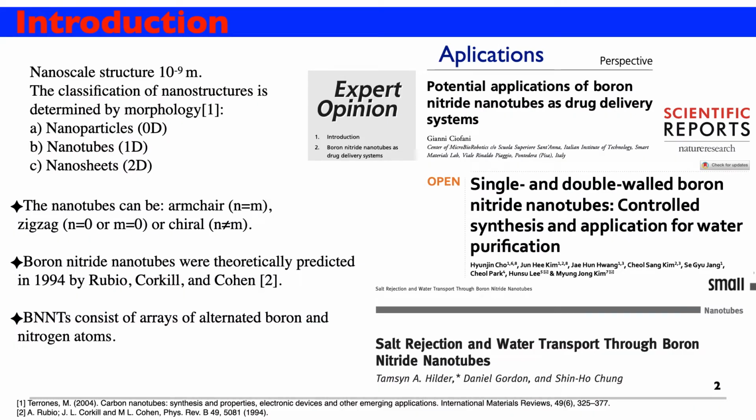So first, we know that nanometric structures are on the order of 10 to the minus 9 meters, and these nanostructures can be classified depending on their morphology: nanoparticles, whose dimension is zero, nanotubes, whose dimension is one, and nanosheets, whose dimension is two. In this work, we focus on nanotubes. Nanotubes are characterized by the Hamada index. This can be zigzag, chiral, or armchair.